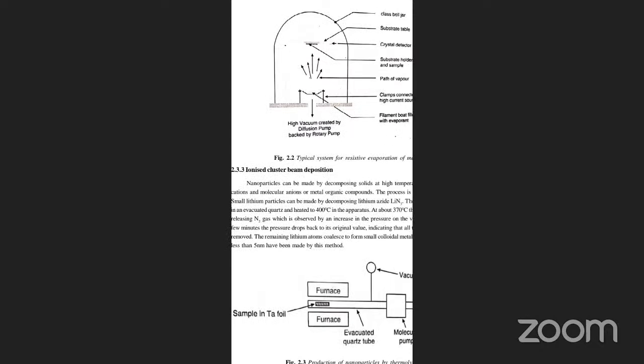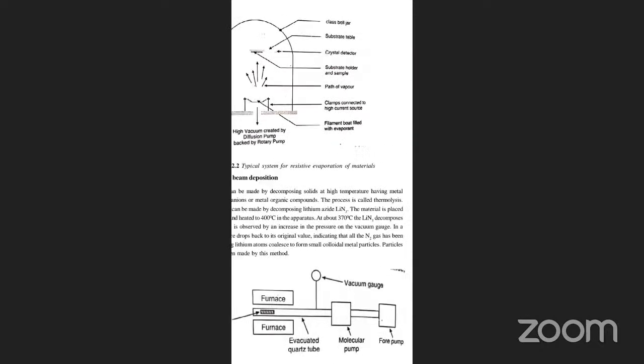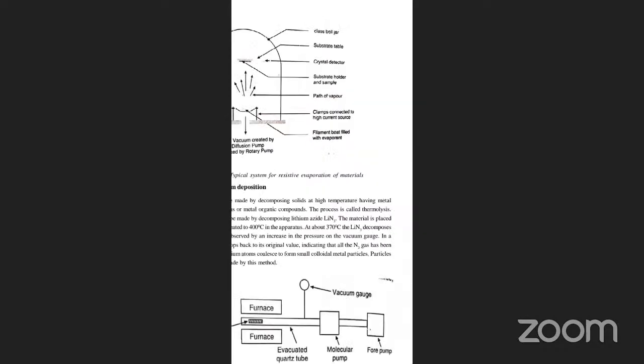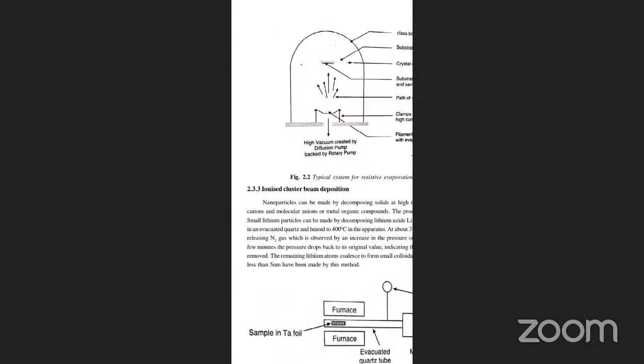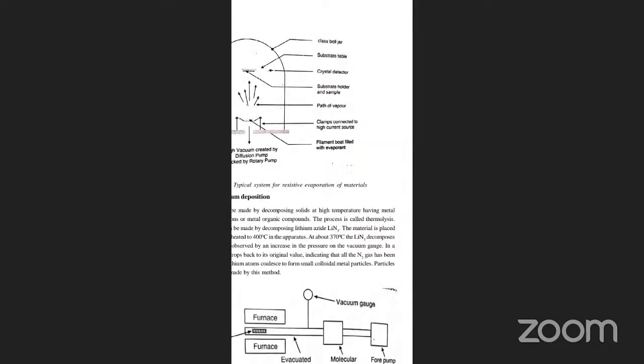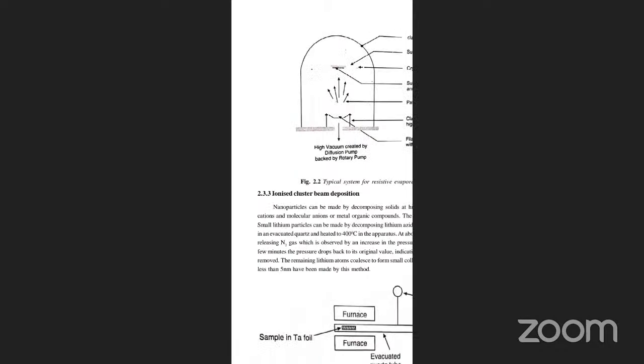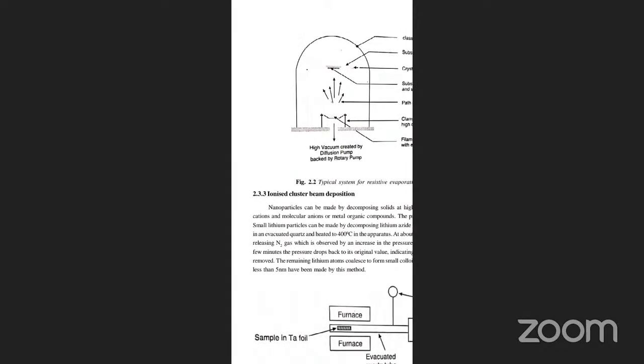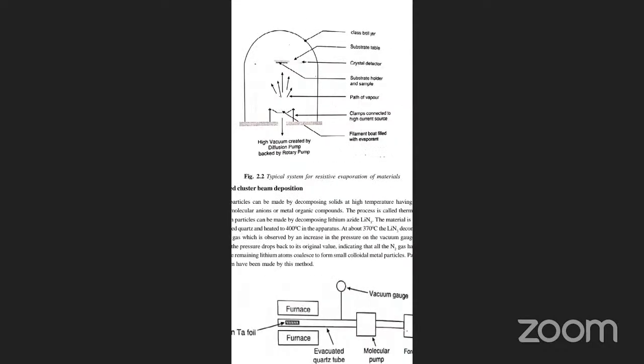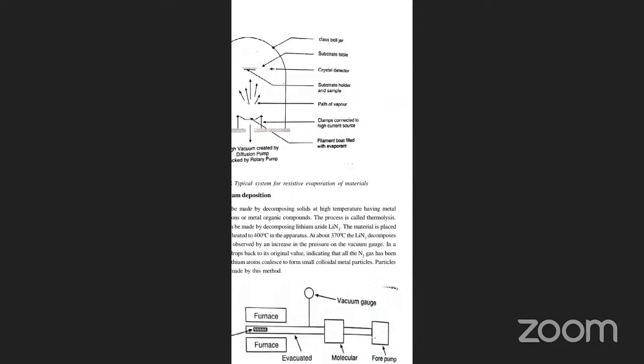At about 370 degrees centigrade, the LiN3 decomposes, releasing N2 gas, which is observed by an increase in the pressure on the vacuum gauge. In a few minutes, the pressure drops back to its original value, indicating that all the N2 gas has been removed. The remaining lithium atoms coalesce to form small colloidal metal particles. Particles less than 5 nanometers have been made by this method.